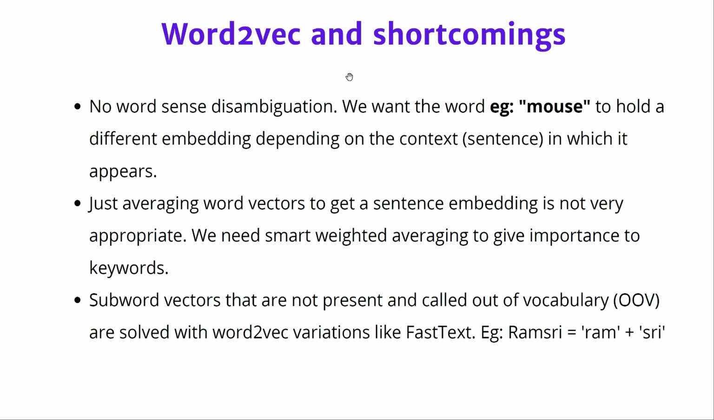So the first thing is there is no word sense disambiguation. What I mean by that is if you take a word like mouse, that could mean a computer mouse or it could mean the house animal mouse. The thing is that there's only one entry in the lookup table of Word2vec. So it does not hold two different embeddings for these two different senses or contextual meanings.